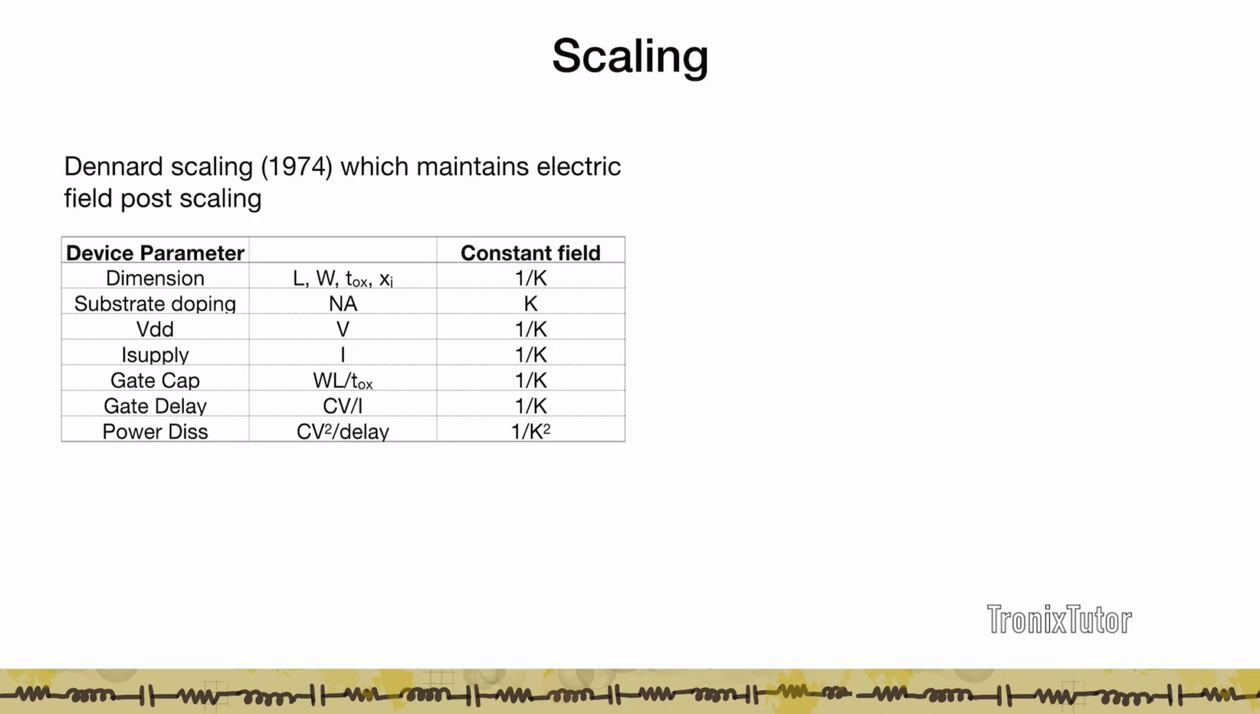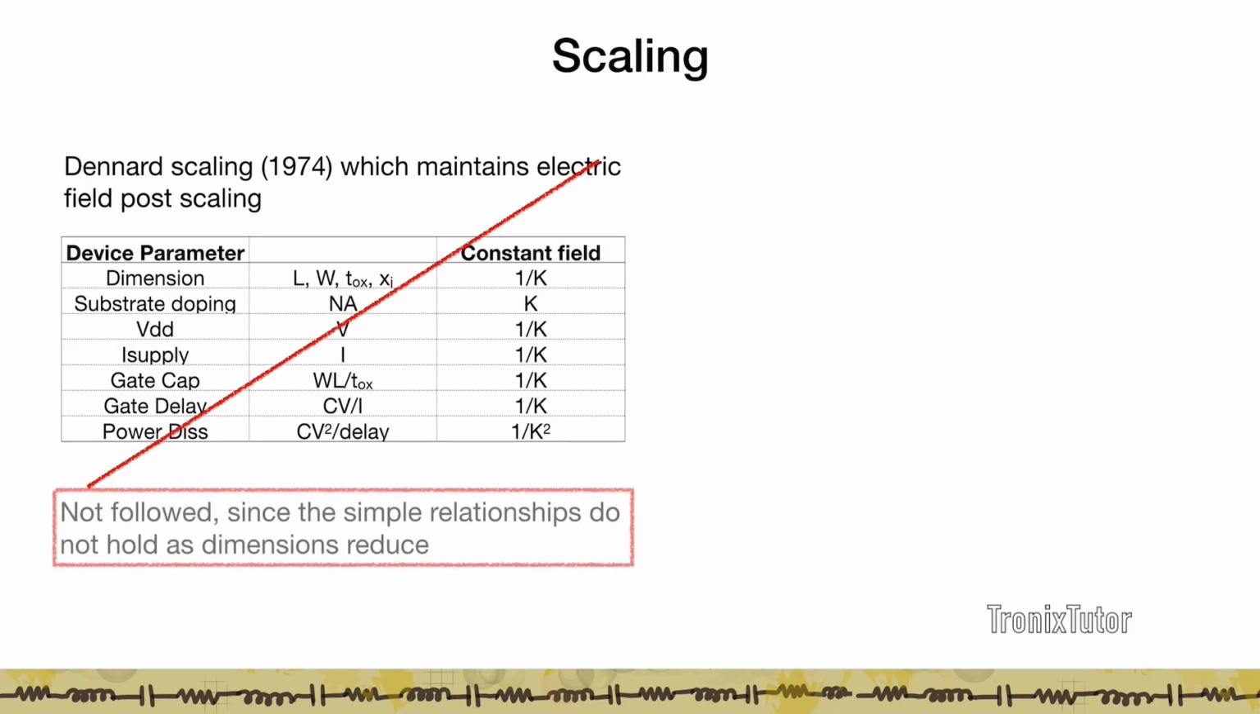The initial scaling work, a lot of it was done in the late 60s, early 70s. Dennard proposed a scaling technique in 1974, which was a very simplistic way of maintaining the same electric field post-scaling. While that worked for a decade or so around this time, it was eventually given up because these simple relationships do not hold as dimensions reduce.